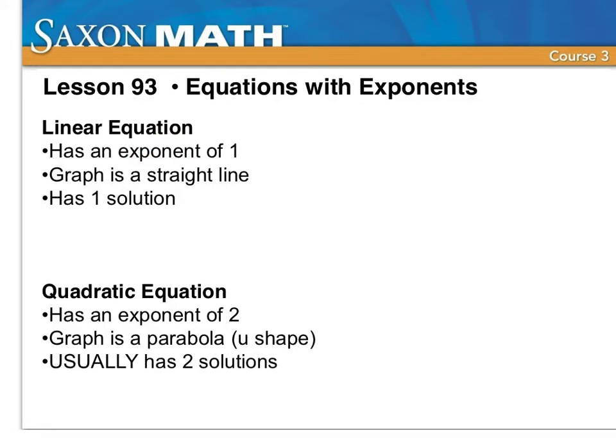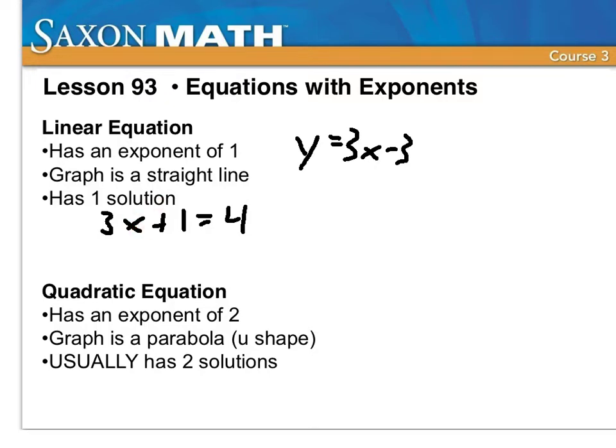So an example would be 3x plus 1 equals 4. Because this x only has a 1 for an exponent, since there's no exponent written there, that means there's an exponent of 1. So this is an example of a linear equation. Another example of a linear equation we might graph would be y equals 3x minus 3. Again, because it's got an exponent of 1. So that's the first characteristic of a linear equation: there's an exponent of 1, so our x just has a 1 here.